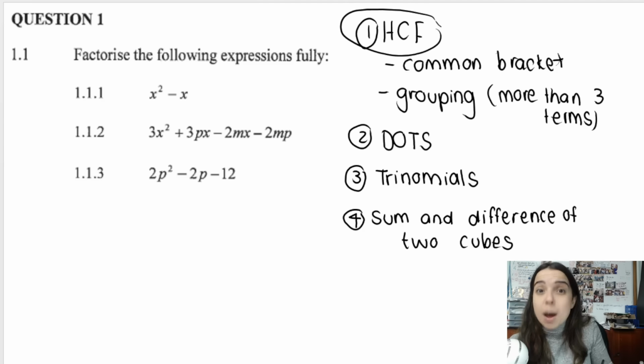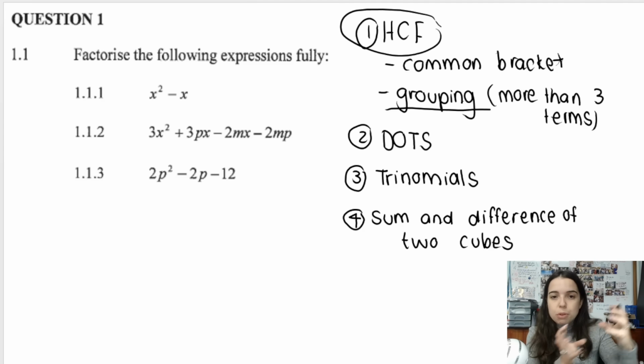We also can't take out a number. This is a 3 and this is a 3, but this is a 2 and a 2. So we cannot do highest common factor. And because we have more than 3 terms, it is going to be grouping. So this is where we group certain different terms together.